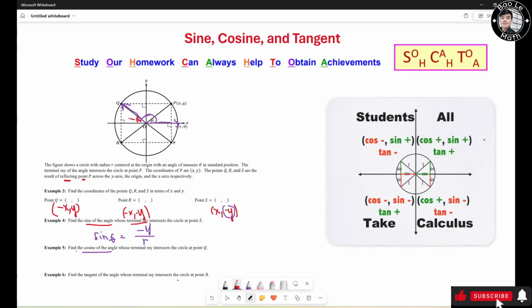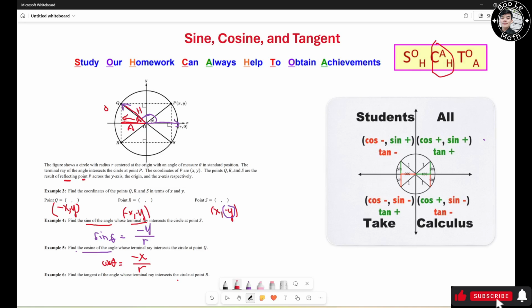Alright, so we draw an arrow. This guy becomes opposite, this guy becomes hypotenuse, because this guy is opposite to the right angle, and this guy becomes adjacent. So cosine of theta is going to be adjacent over hypotenuse, which means the x-coordinate of point Q. So for point Q, the x-coordinate is going to be negative x right here, over all.